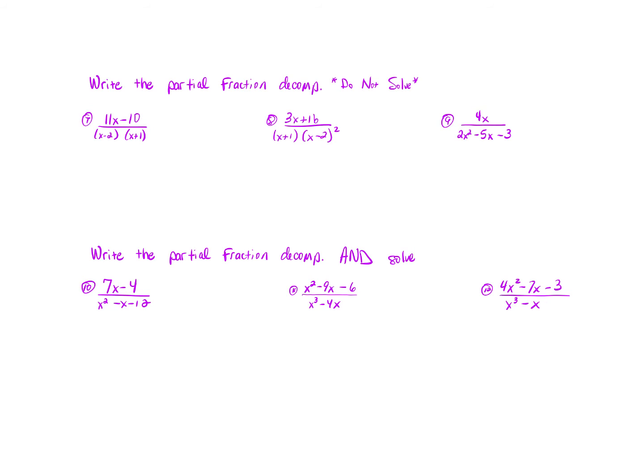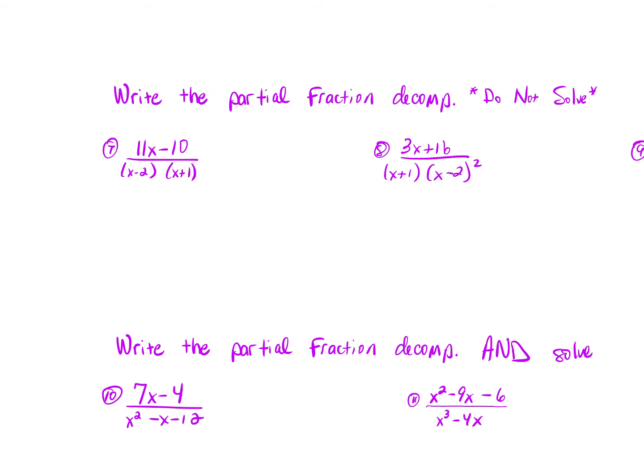For our next section of this, we are writing partial fraction decompositions, and we are not solving these. So we're just separating it into a over something plus b over something, or a over something plus b over something plus c over something. For number 7 here, we have 11x minus 10 over x minus 2 times x plus 1. This denominator is factored for us, so one of these fractions is going to be a over x minus 2. The other is going to be b over x plus 1.